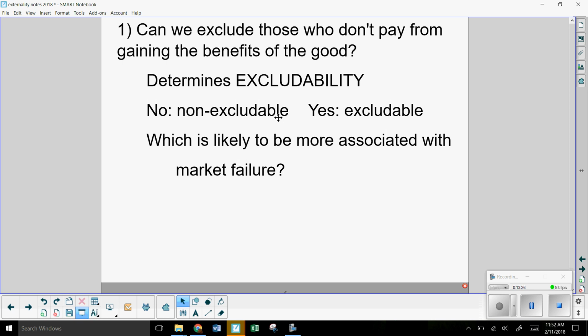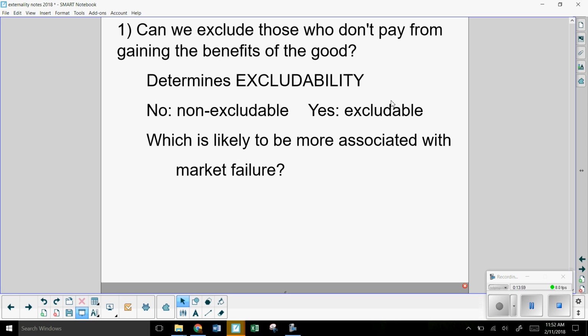Probably there's lots of examples of that, but a city park is a pretty good example, because if you build the park, it's pretty hard to prevent people from using the park if they don't pay for it. On the other hand, we think about goods that are excludable. Most of the time, I suppose we could say, well, if you don't pay the ticket to go to the movie, then you can't get into the theater and you can't see the movie. So that's pretty easily excludable.